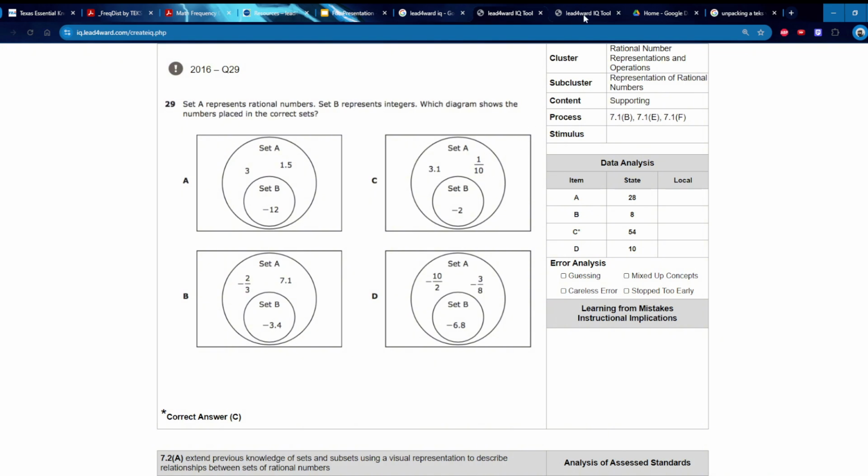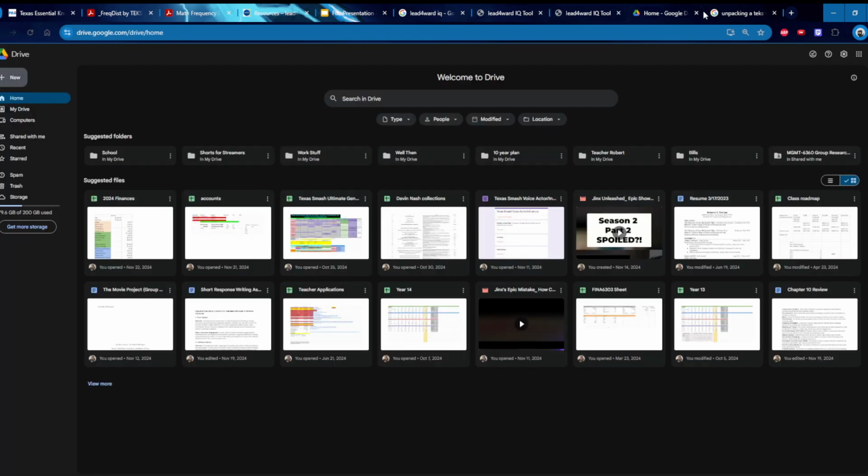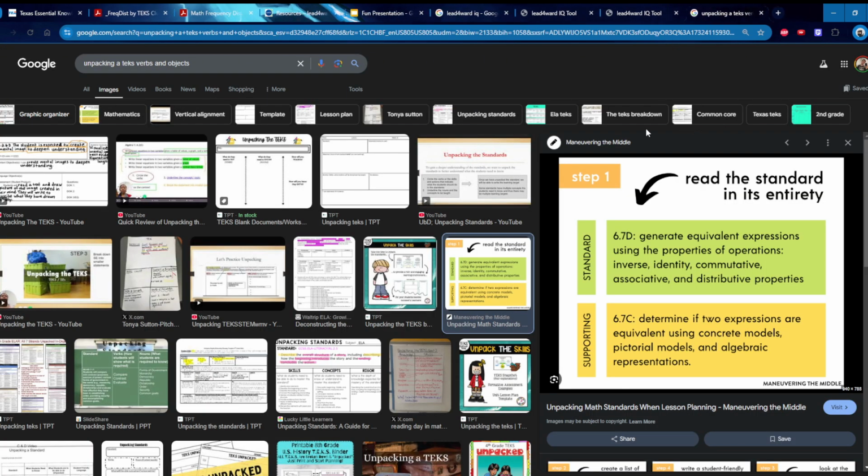Past that, that is what TEKS are. As a whole, you really just want to understand what the standard is and what is required of you to teach. So just make sure that's what you're thinking about as you're teaching.